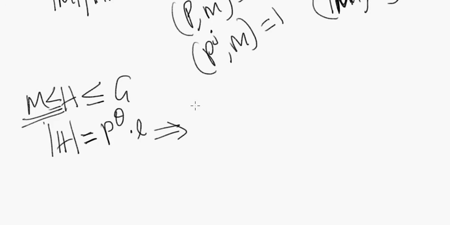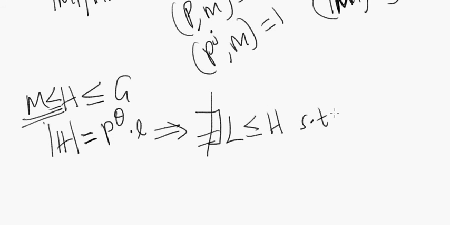So what are we saying here? We're saying that there does not exist a subgroup, let's use a different letter than M, there does not exist a subgroup L of H such that the GCD of the order of L and, did we use the same symbol again? Okay, let's use something else.